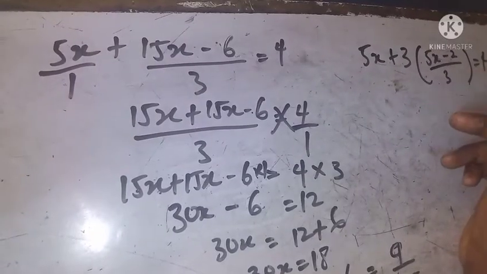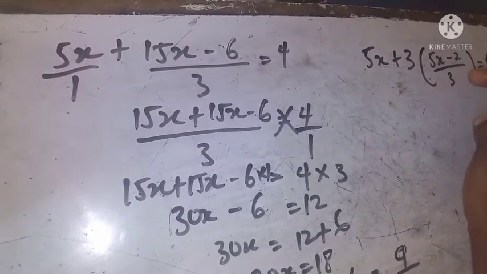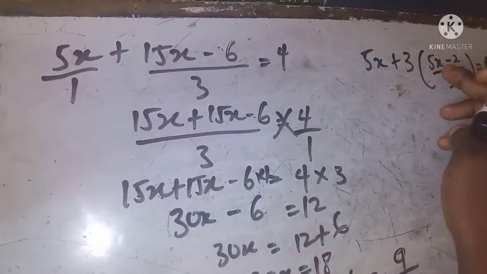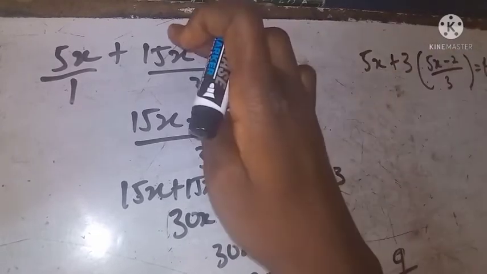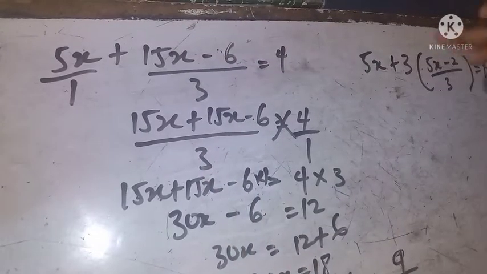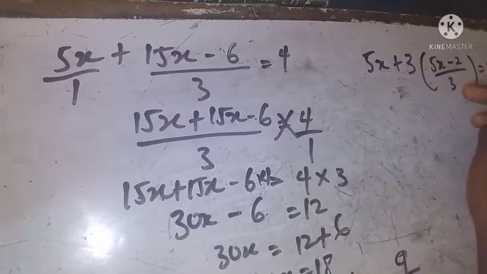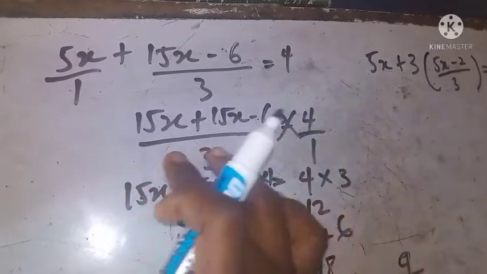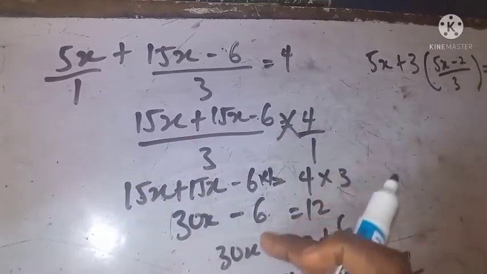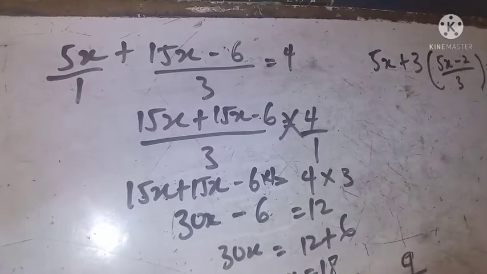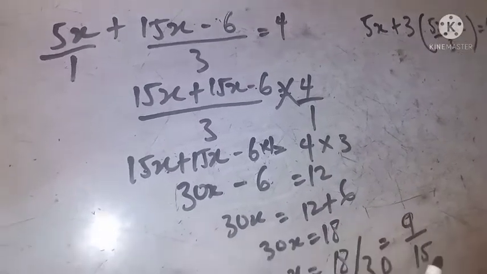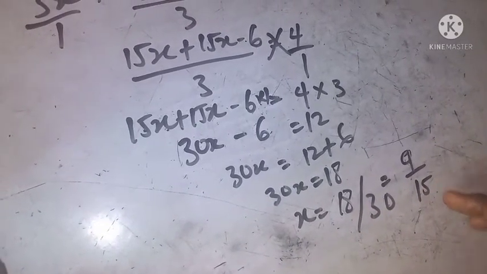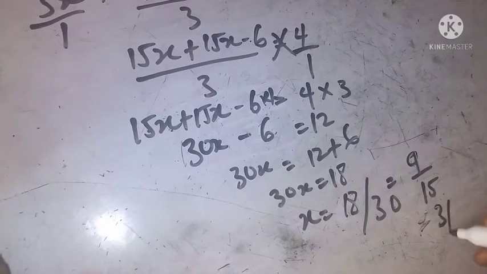Now here, when I inputted (5x - 2)/3 in equation 1, I should have 3 × 5x = 15x, and 3 × 2 = 6, over 3, equals 4. So I've corrected that here. So if you continue with your solving, 15x + 15x = 30x - 6 = 12, 30x = 18, x = 18/30 = 9/15. Then if you divide on, what you have is 3/5.